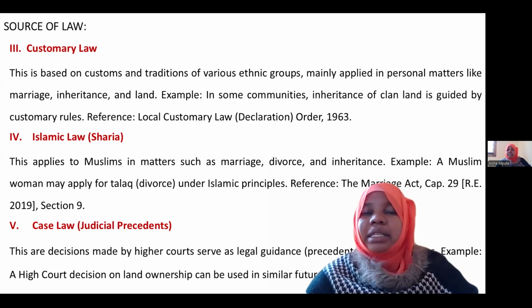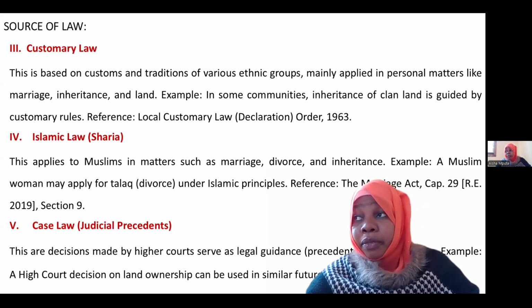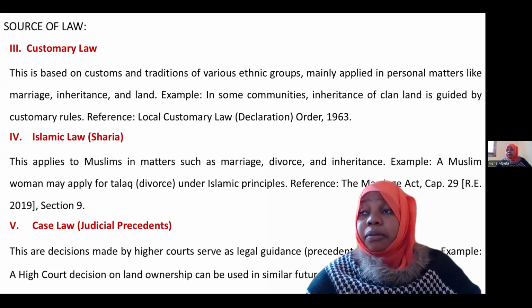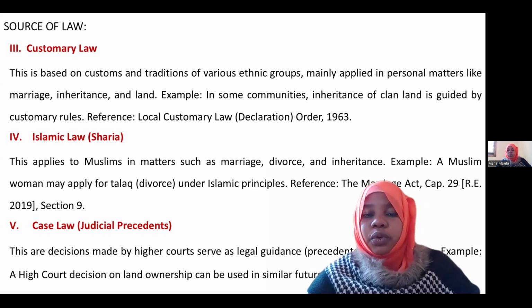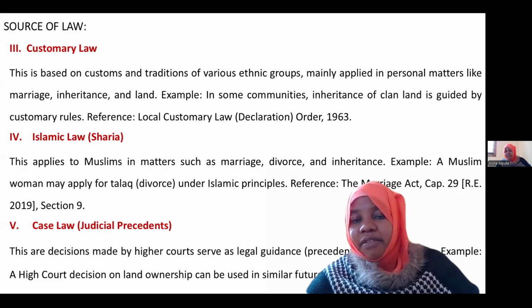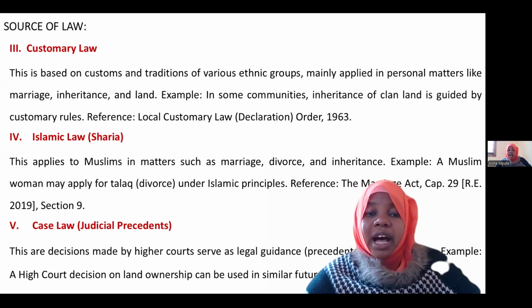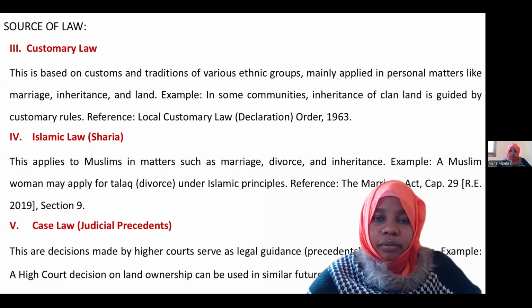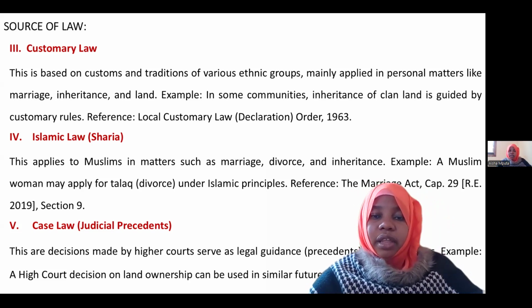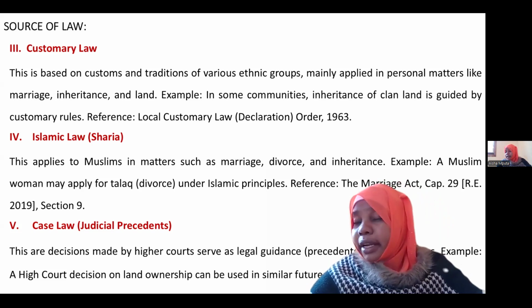Another source is Islamic law, meaning laws relating to Islam. In order for this to be part of the law in the country, it must exist, be practiced, and not go contrary to the mother law, which is the constitution. Islamic law is acceptable in certain issues, for example marriage, divorce, and inheritance for Muslims in the country. The reference can be found in the Law of Marriage Act, under Section 9.